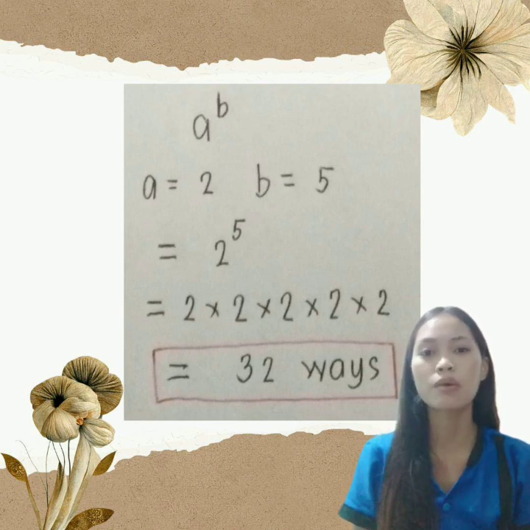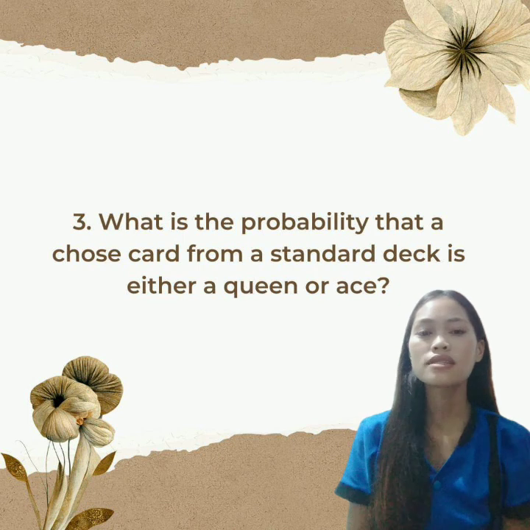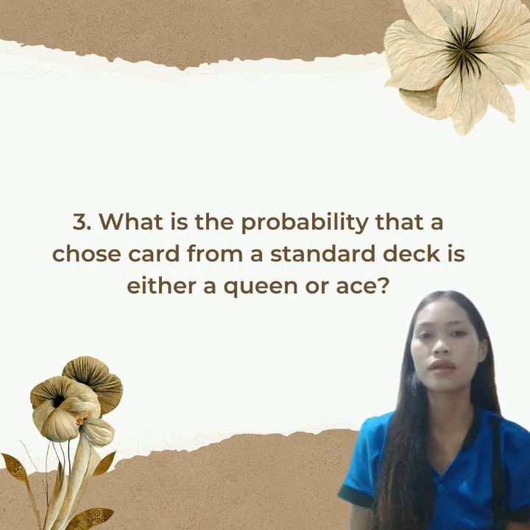So 2 raised to the power of 5 is equal to 2 times 2 times 2 times 2 times 2, which is equal to 32 ways. Therefore, there are 32 ways that the 5-item true or false questions can be answered. Third question. What is the probability that a chosen card from a standard deck is either a queen or ace?